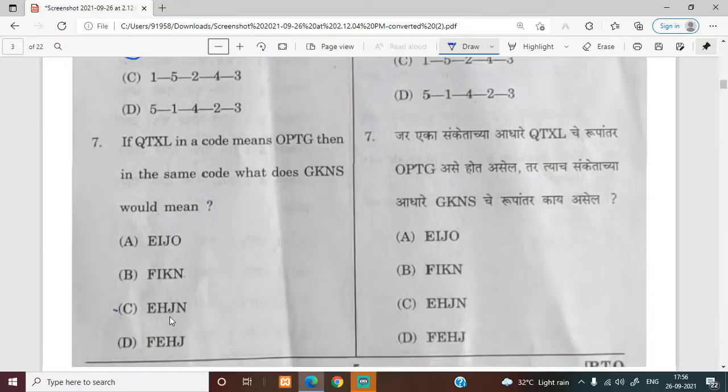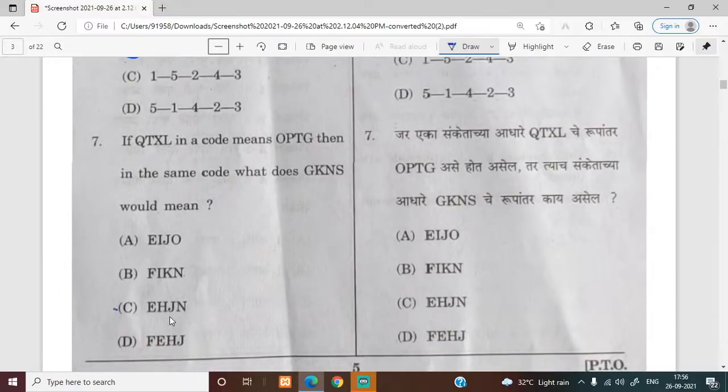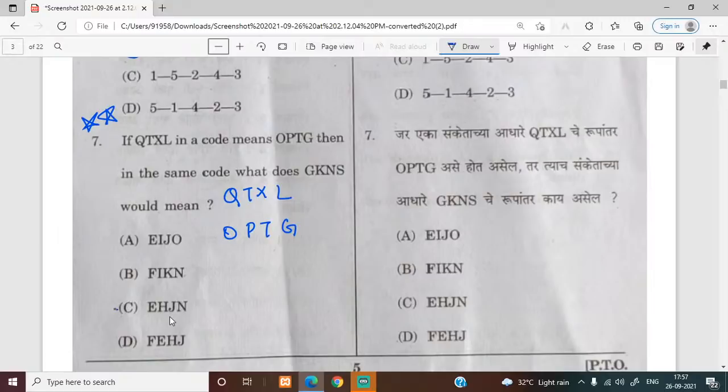Now this question, it is a coding decoding question, and this question is incorrect, students. The answer to question number 7 is not right. There is no correct option to this question. If you look at this question, it is saying QTXL is coded as OPTG.